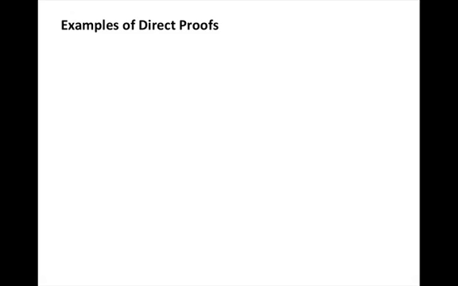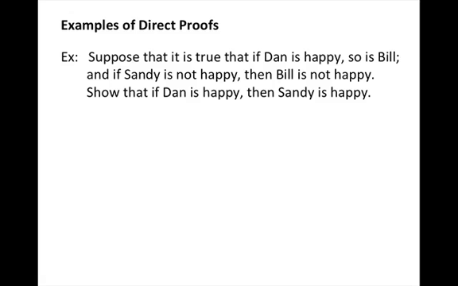So our first example: suppose that it is true that if Dan is happy, so is Bill, and if Sandy is not happy, then Bill is not happy. And I want to show that if Dan is happy, then Sandy is happy.